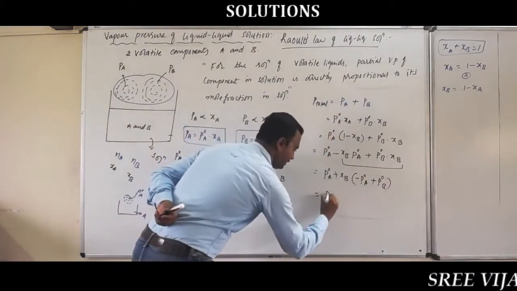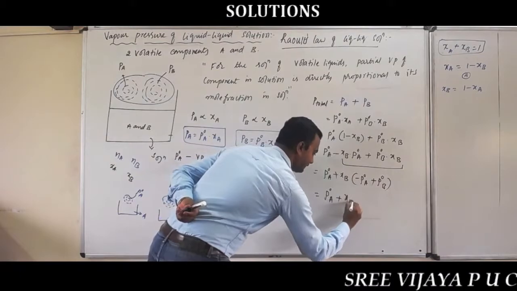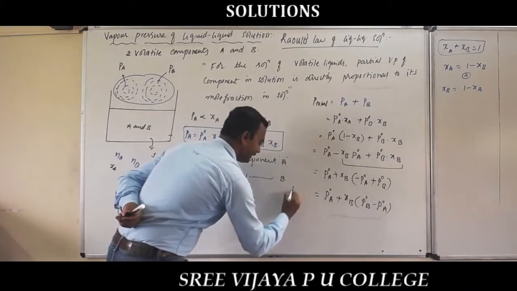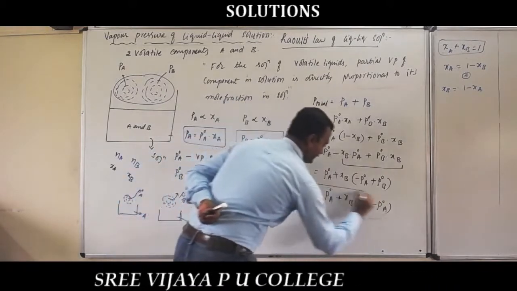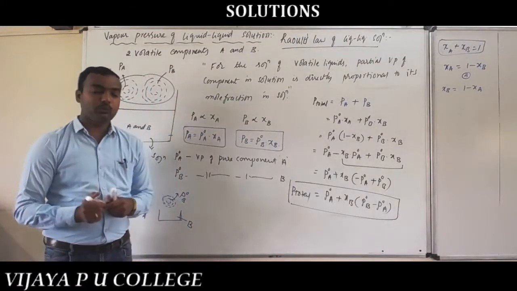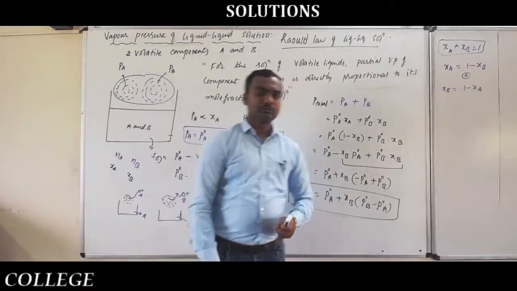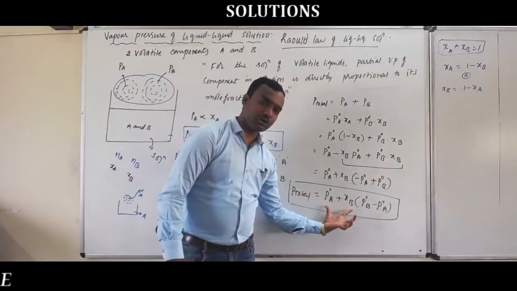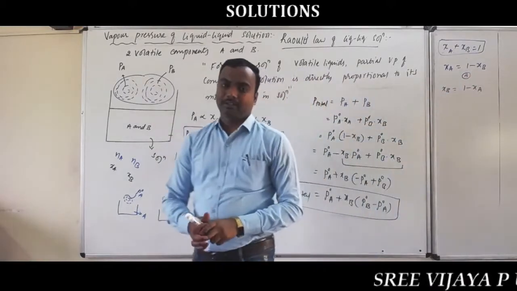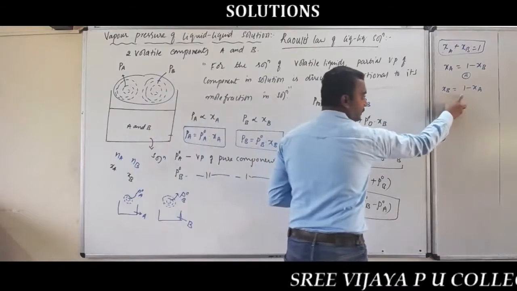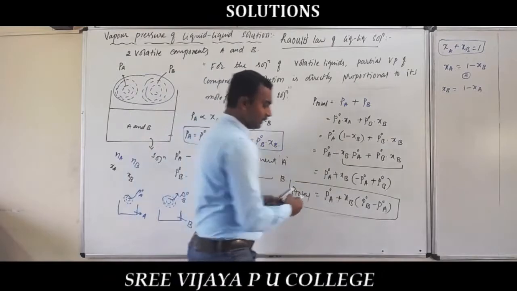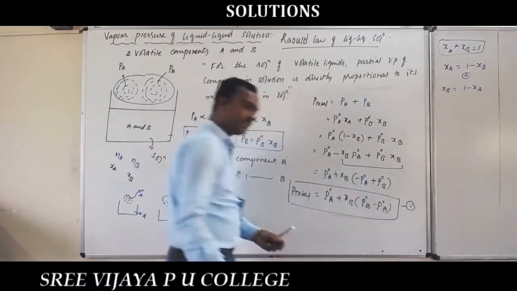So that is equal to P naught A plus XB into (P naught B minus P naught A). This is taken as P total, that is, the total pressure over the solution is equal to the sum of the partial vapor pressures of all the components in solution. We take this equation when we substitute 1 minus XB in place of XA; or if you like, substitute 1 minus XA in place of XB, and you get an equation. This is called equation number 1.